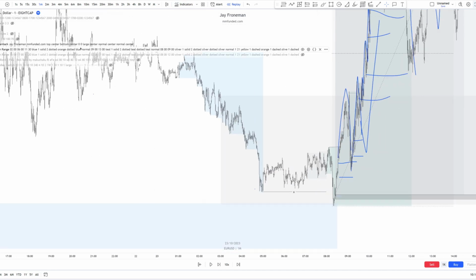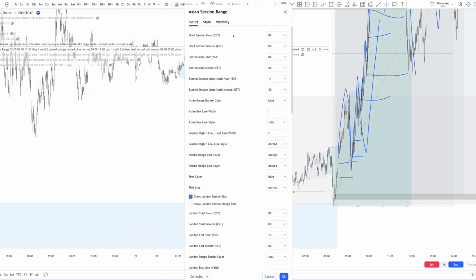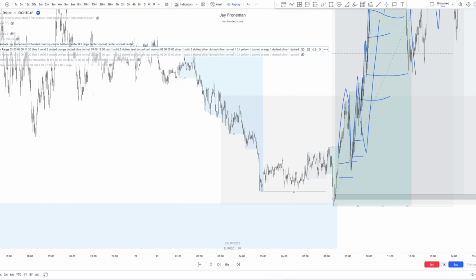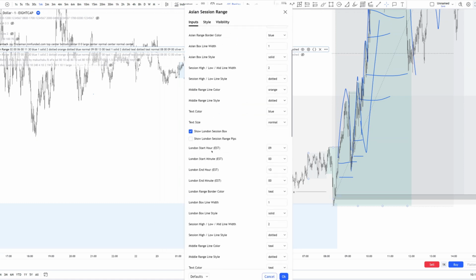The Asian session time, you might just need to adjust. The indicator is automatically set to EST, so you will need to convert your time zone. You can go over to Google, and let's say, for example, you're in New York and your time zone is GMT -4. You can search GMT -4 to EST conversion, and the Asian session range on EST is 2 o'clock till 6 o'clock, and you will need to do that conversion to GMT +4, or whichever time zone you're in. Okay, and you can do the same thing for London and New York.